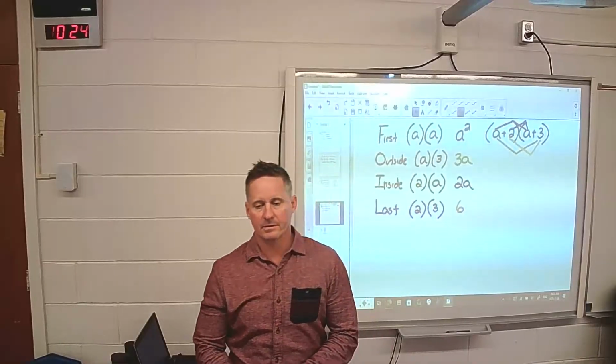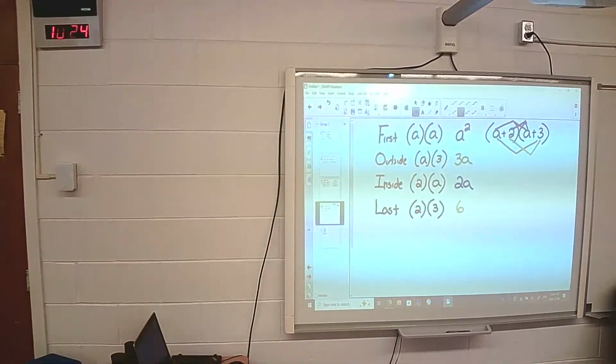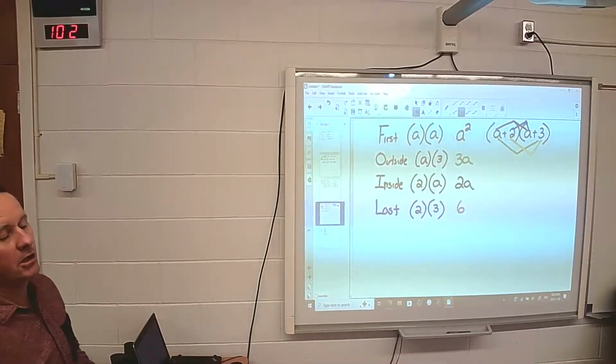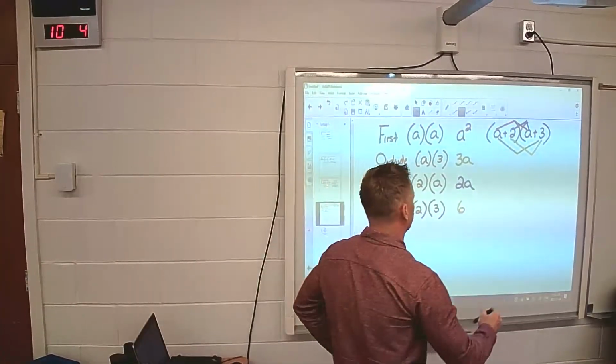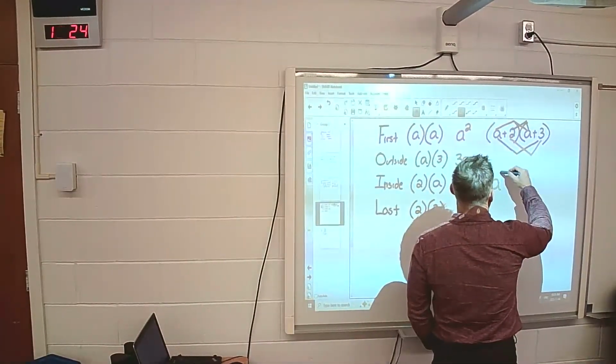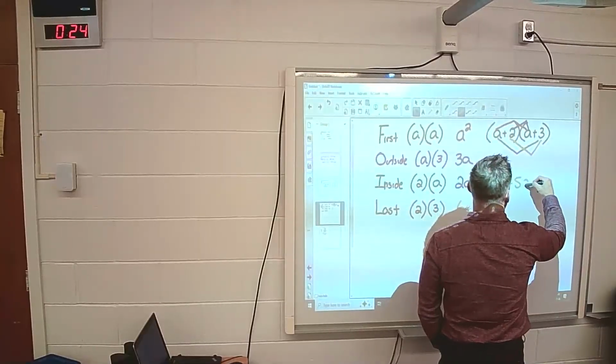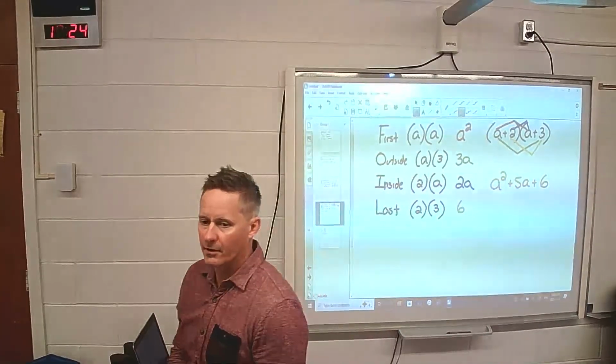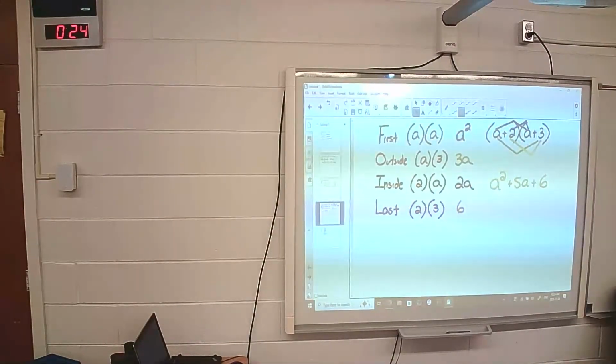Isn't that the same as the first method? No, I'll show you. No, it's not. We're going to do it. This is going to make more sense when we start going through this a little bit faster. Okay, so now you collect the like terms. My final solution, A squared plus 5A plus 6. That's called FOIL. First, outside, inside, and last.